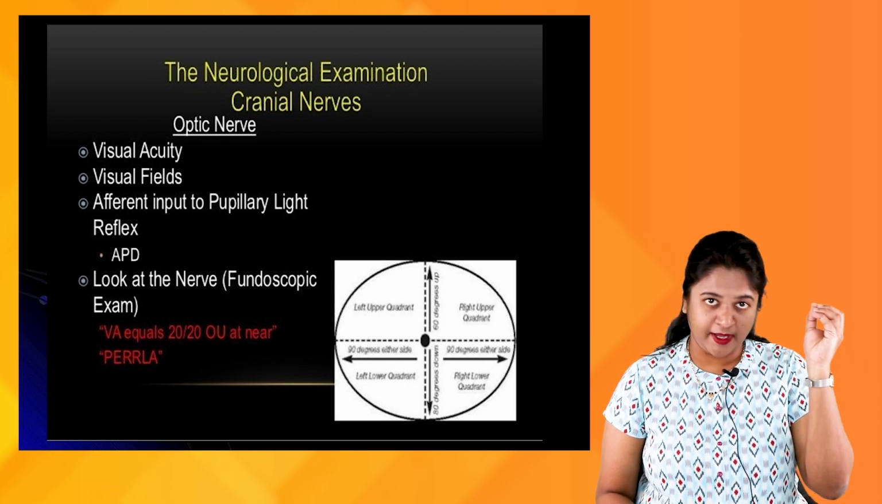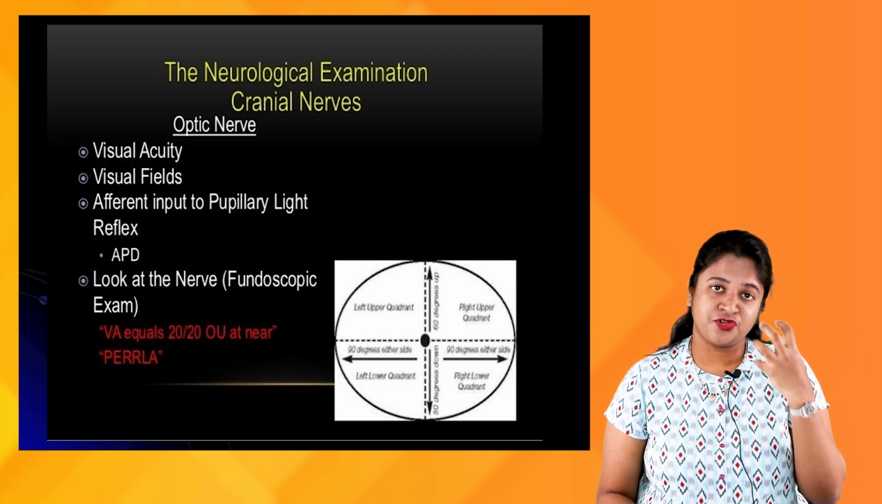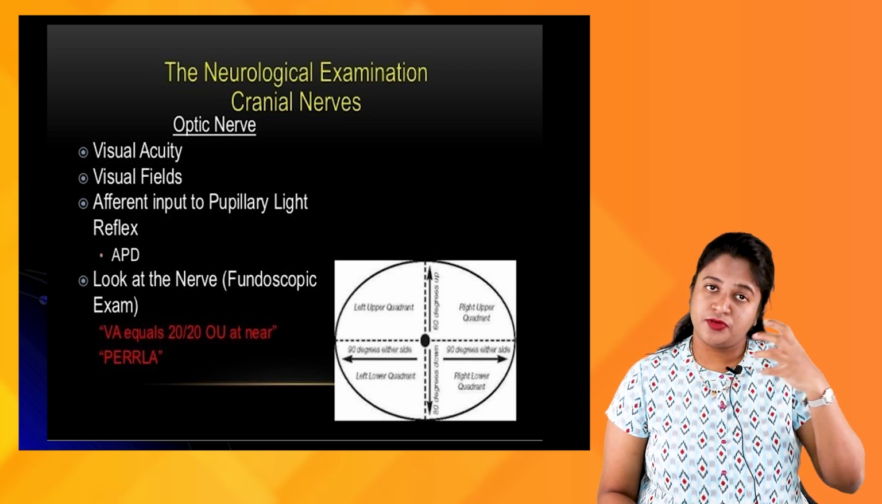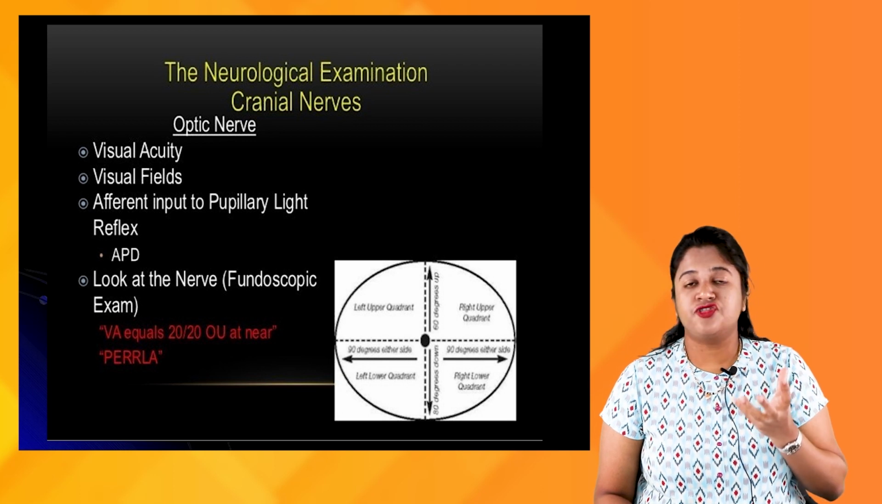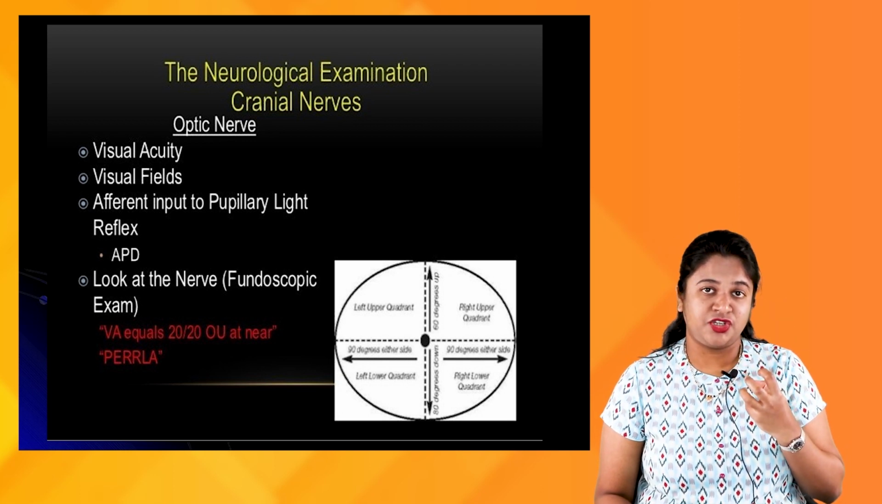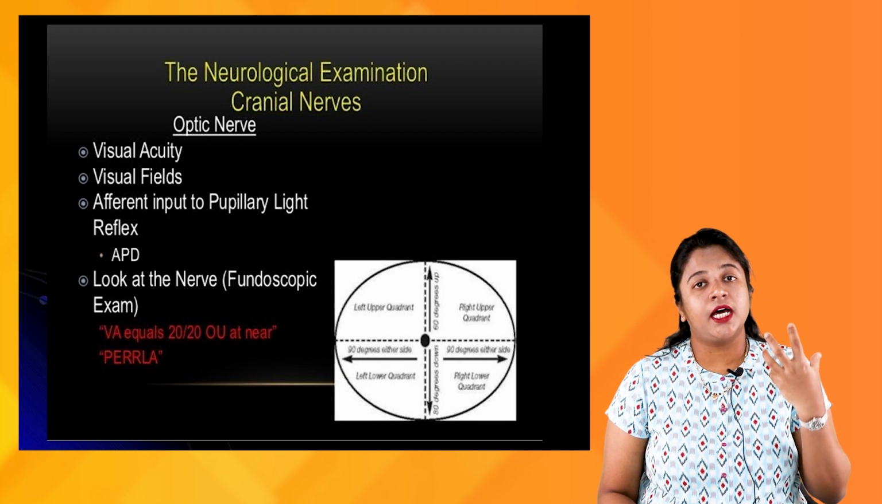So when you pass a pen torch towards the pupil, it has to constrict, and when you move the pen torch away, the pupil has to dilate. So you're going to check the pupillary reflex reaction to the light source.